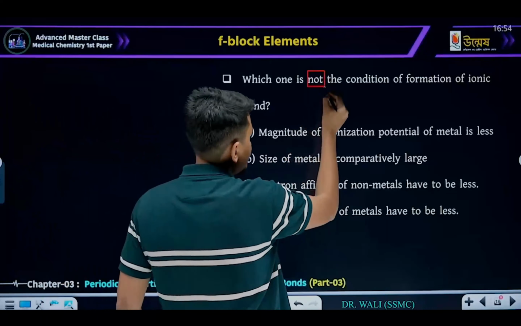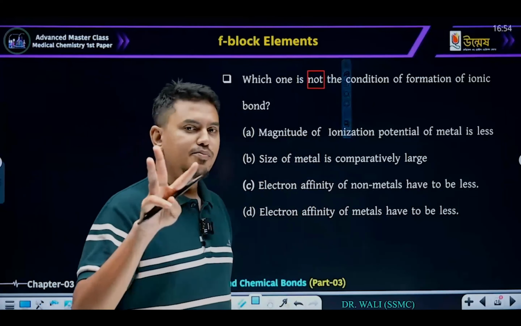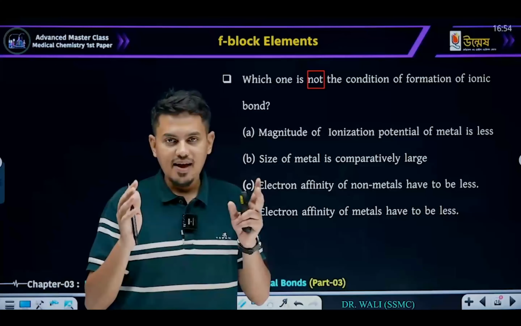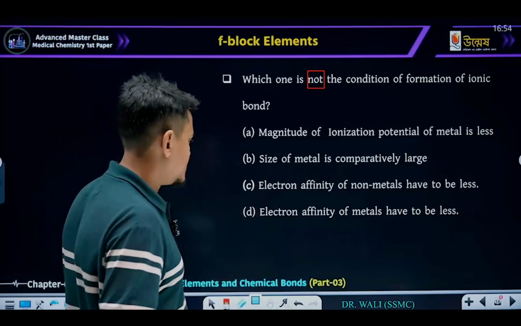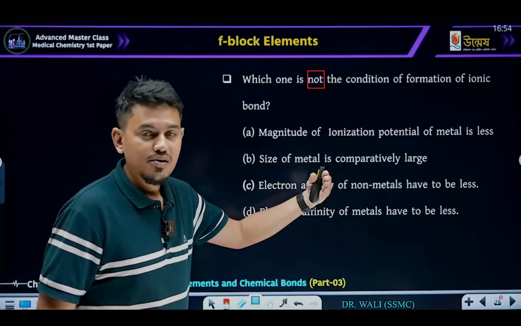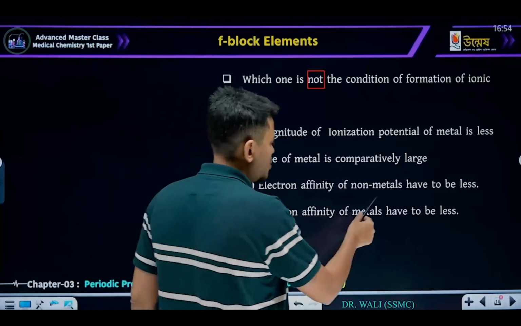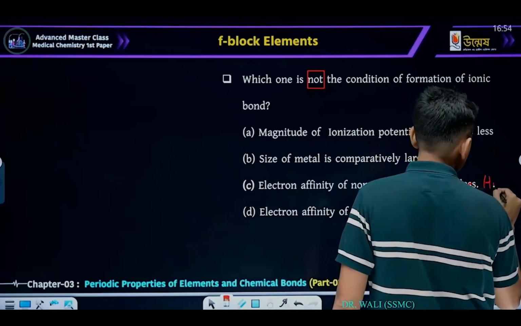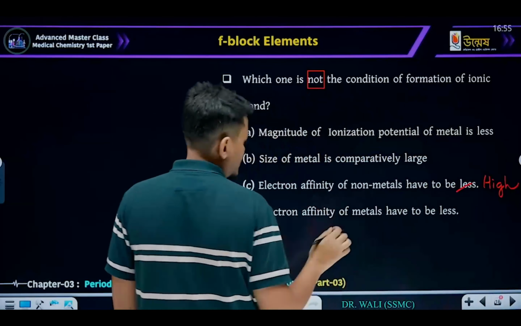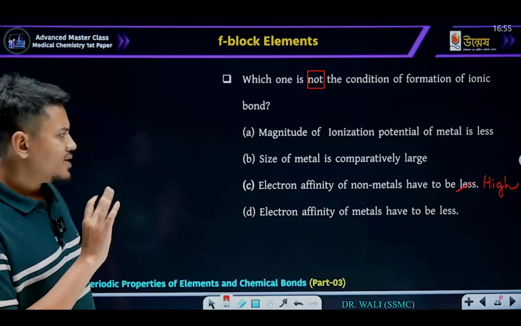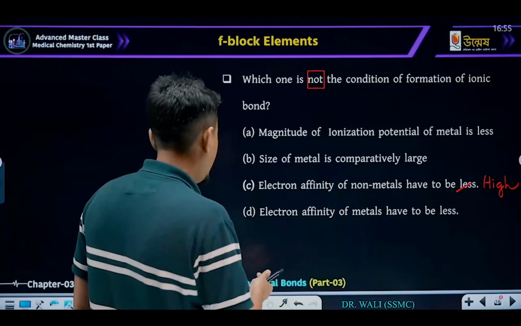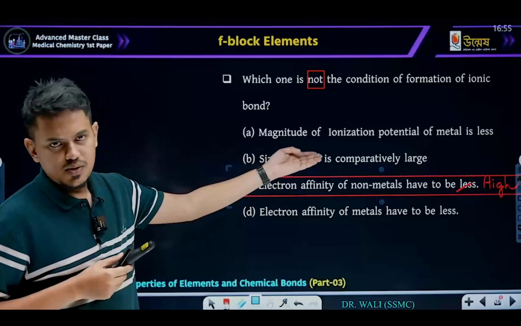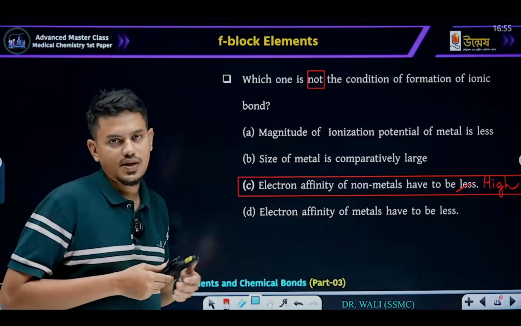The question is asking which one is not the condition for formation of ionic bond. We know formation of ionic bond basically depends on three conditions: one, low ionization energy of metals; two, high electron affinity of non-metal; and three, high lattice enthalpy of the constituted lattice. The size does not matter directly, but the size is indirectly responsible for the ionization energy. Electron affinity of non-metals has to be less. No, electron affinity of non-metals should be high. This is wrong. This should be high. And lastly, electron affinity of metals has to be less. This is true, but it is not the condition here. Out of these four options, the better answer would be C, because indirectly this one is correct, and this one is also correct. The only thing that is wrong here is option C.